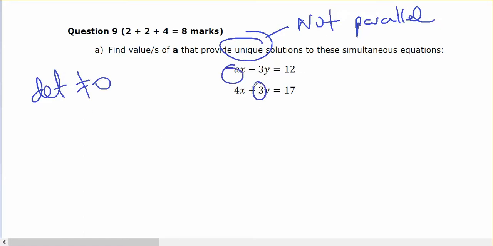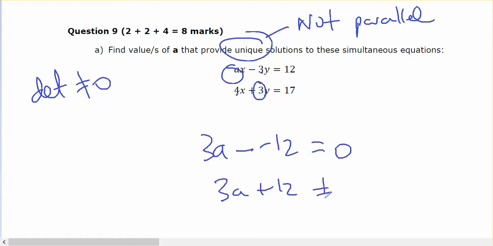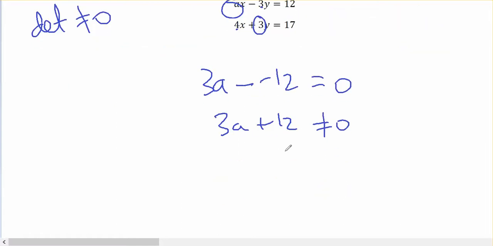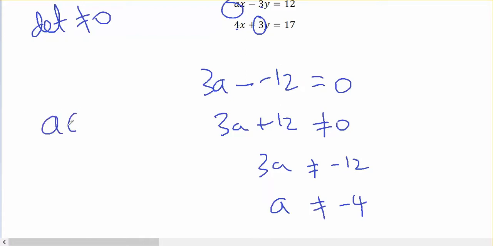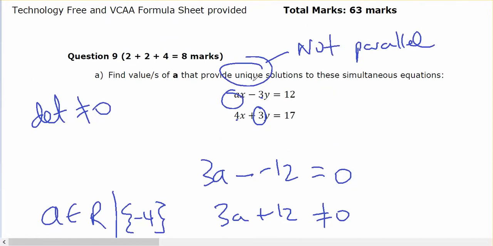So A times 3, so 3A minus 4 times minus 3 is minus 12, cannot equal 0 for the determinant to be non-zero. So I've got 3A plus 12 cannot equal 0 in this particular case. 3A cannot equal negative 12, A cannot equal negative 4. If A equaled negative 4, it'd be parallel. Therefore, when A is an element of all real numbers except negative 4, then I have unique solutions.